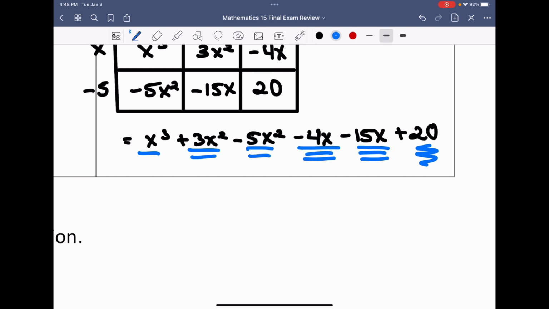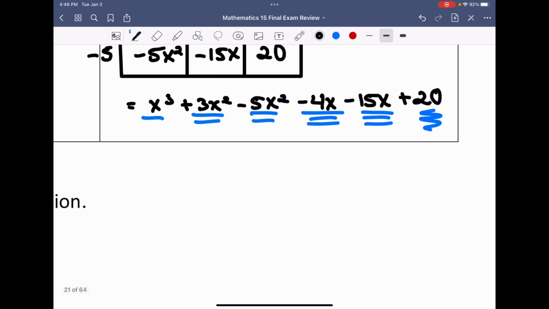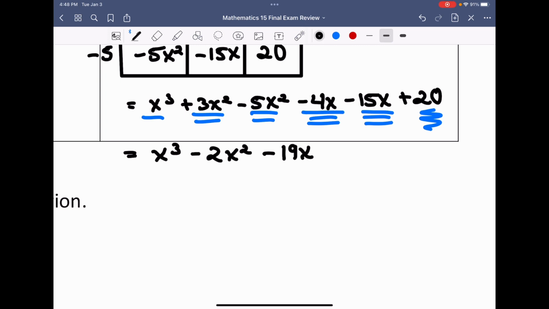So do you see how I differentiated all those different terms so that I can combine them? I use single underline for one thing, double underline for another, triple for another, and then a squiggle for the constant, or whatever you want to do here. So when I combine the like terms, I'm going to get x cubed. Positive 3x squared minus 5x squared gives me -2x squared. -4x minus 15x gives me -19x. And then lastly, the constant is the only constant there, so we just go +20, and there is our simplified polynomial.